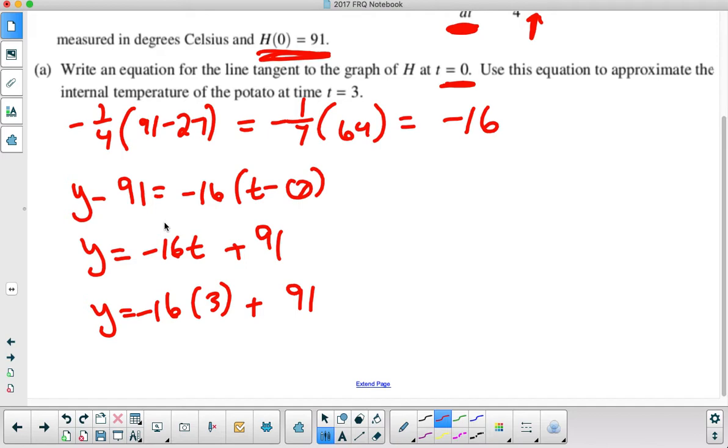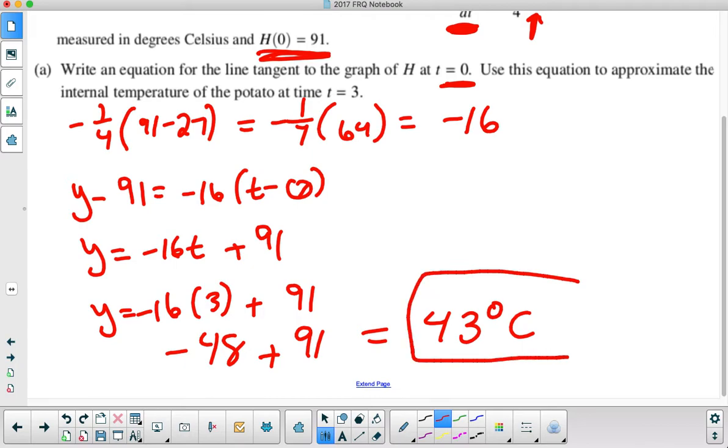All right, so negative 16 times 3 is negative 48, plus 91 gives us our final answer of 43 degrees Celsius. After 3 minutes, it has cooled from 91 degrees down to 43 degrees, probably close to the point where you could eat it now. All right.